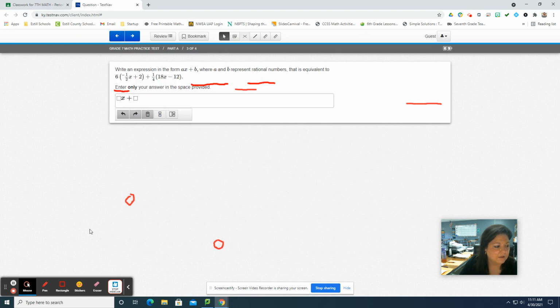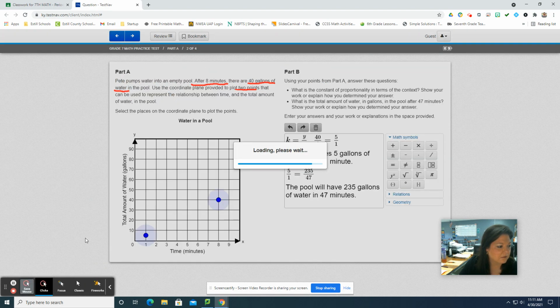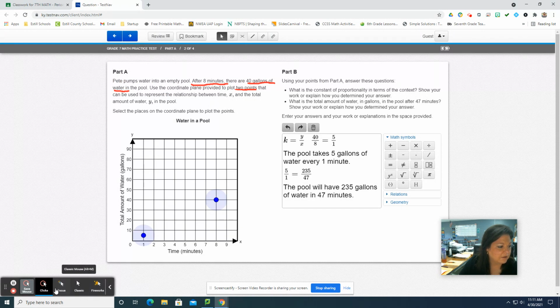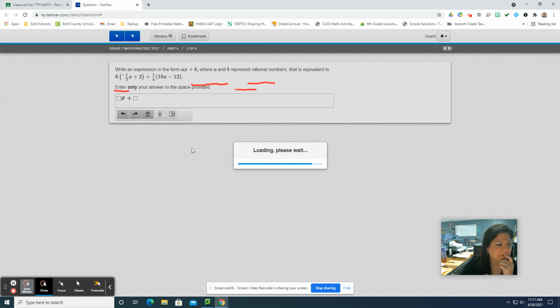Looks like I need to erase my red marks. If I can, it's going to let me. Oh no. Okay. Let's try to erase it from here. So let me. Okay. We'll just go ahead and read it.